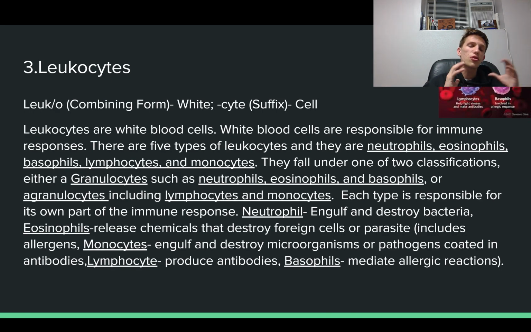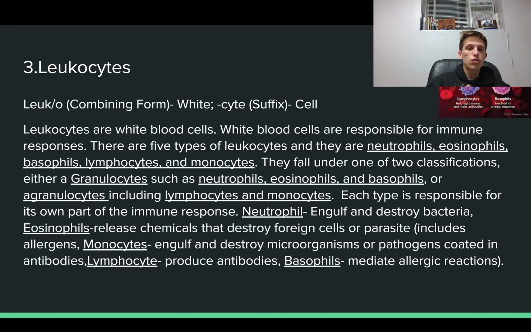Leukocytes, these are your white blood cells, and there's about 5 different types: neutrophils, eosinophils, basophils, lymphocytes, and monocytes. And they're all responsible for the immune response in different ways. They fall under two main classifications, which are granulocytes, which include your neutrophils, eosinophils, and basophils, or agranulocytes, which include your lymphocytes and monocytes.